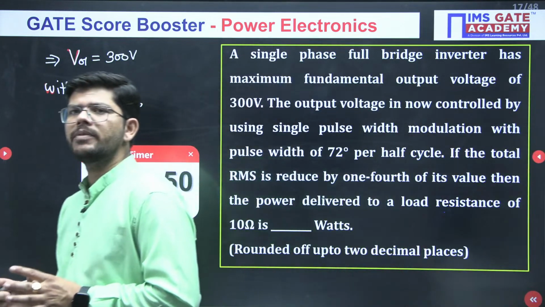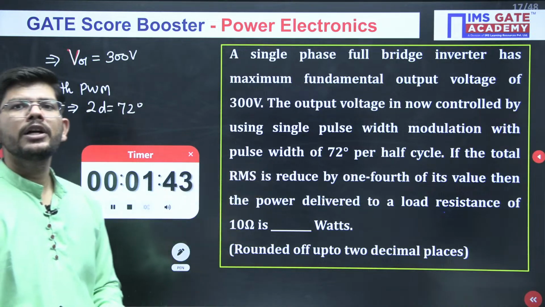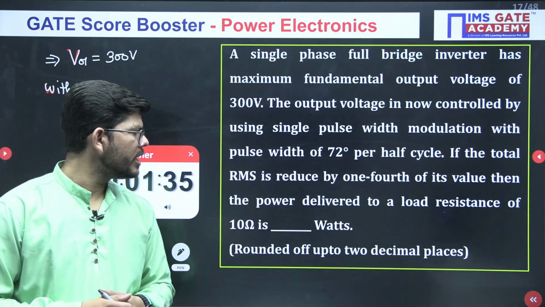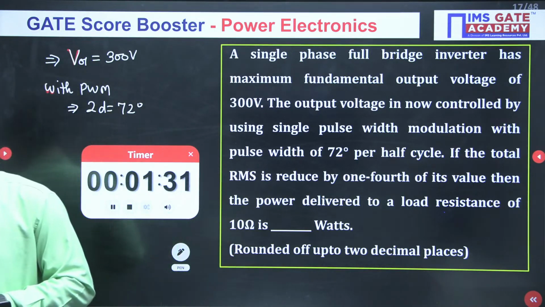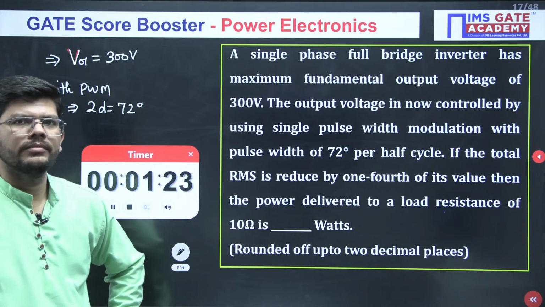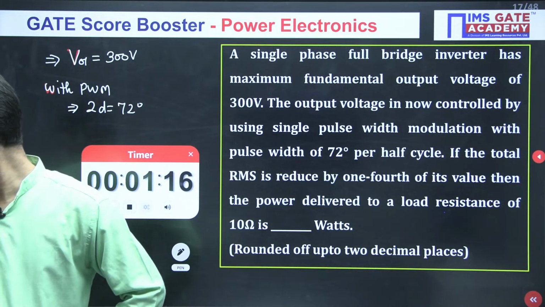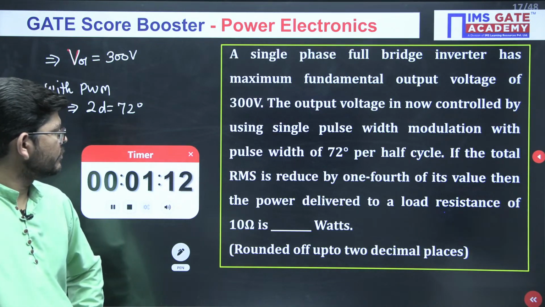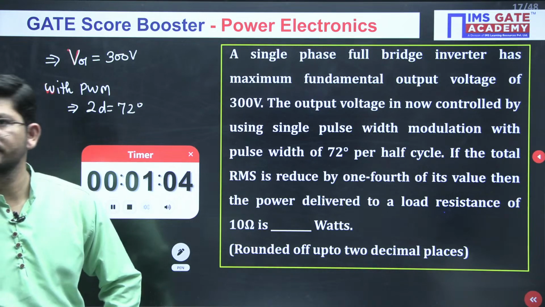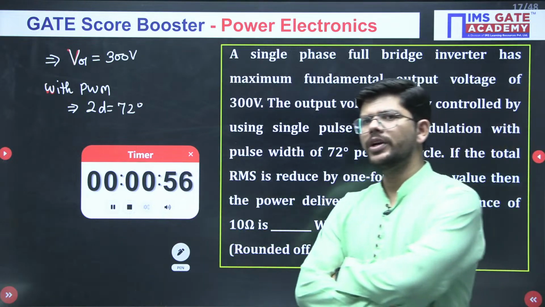So firstly we have been given the maximum fundamental component when we are not using PWM technique. Then when we are using PWM technique and choosing this pulse width, total RMS voltage is reduced by 1/4. Then what will be the power delivered to a load resistance of 10 ohm? This is what you have to calculate. First, we are not using any PWM, then we are using PWM. There are two scenarios.